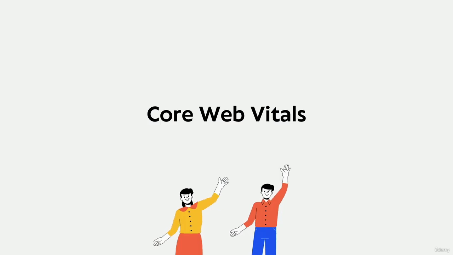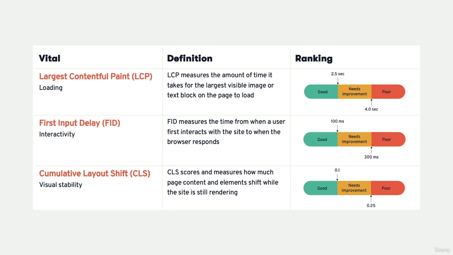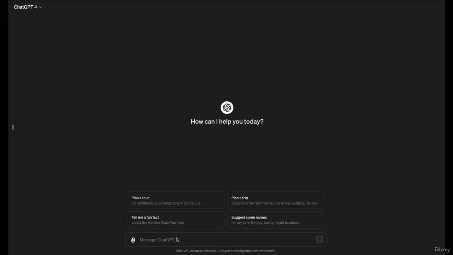The next technical element we can take care of is Google's Core Web Vitals. If you don't know what that is, these are critical metrics for understanding your website's user experience, directly influencing SEO. So I'm pretty sure ChatGPT can help here.